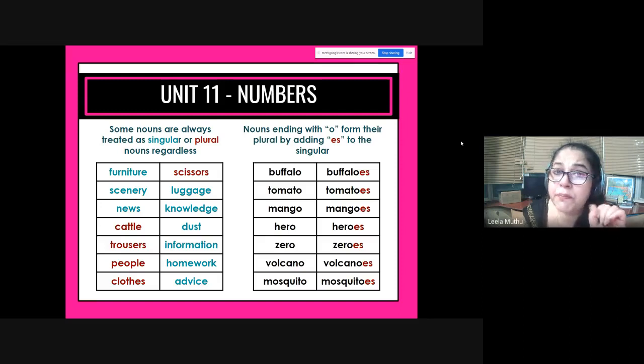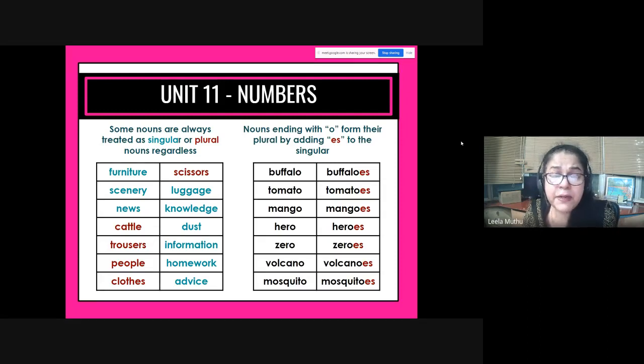Cattle is referred to as a plural noun. You don't say the cattle is grazing, you say the cattle are grazing because cattle is made up of a number of cows or goats or sheep or whatever is referred to as cattle. Okay? So cattle is plural. Trousers. When you wear trousers, my trousers are missing. My trousers are torn. It is not treated as a singular noun at all. The ones in blue are singular nouns. The ones in red are treated as plural nouns.